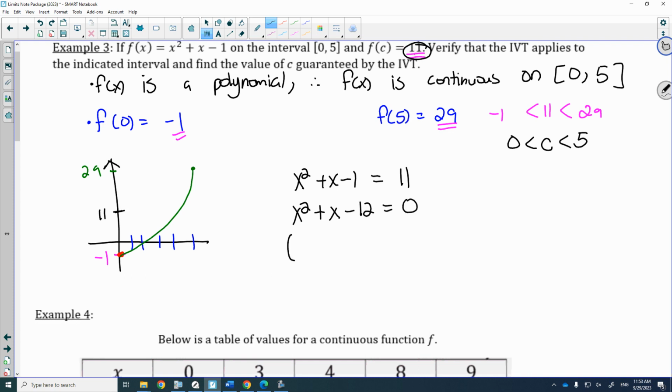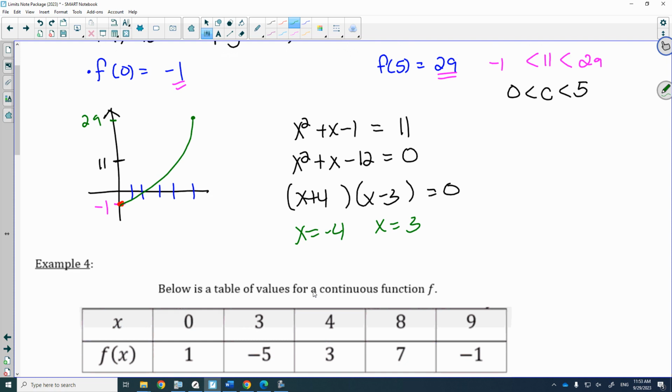We're going to be able to factor this, and our two factors will be x plus 4 and x minus 3. X is equal to -4, x is equal to 3. Within the closed interval given, I'm not even looking at this -4 because that's not within 0 to 5. That would be my c value.